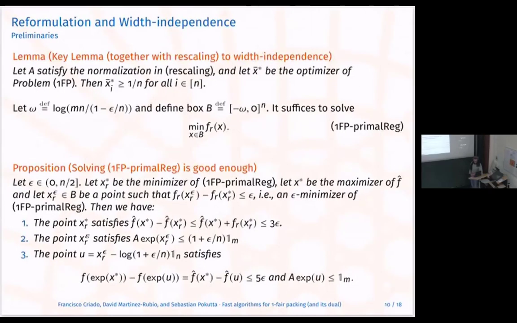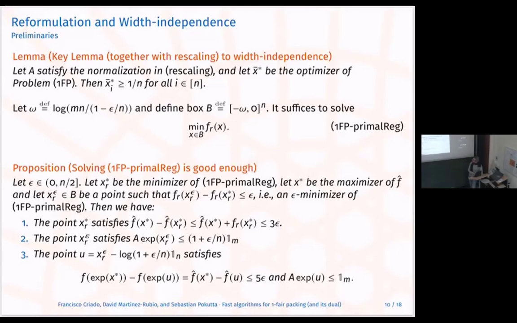So having said that, one thing that I need to convince you of now is that if you solve this regularized problem and you obtain an optimal solution, then this optimal solution is in some sense good enough to solve the original problem that we care for, the one fair packing problem. So let's suppose that you have an optimal solution x star r to this regularized problem that we see up here. Let's say x star denotes the optimal solution to the original problem that you care for. I've written it here in this exponential space, but this doesn't matter, it's really just a reparameterization. And then you have an epsilon approximate optimal solution to your regularized problem.